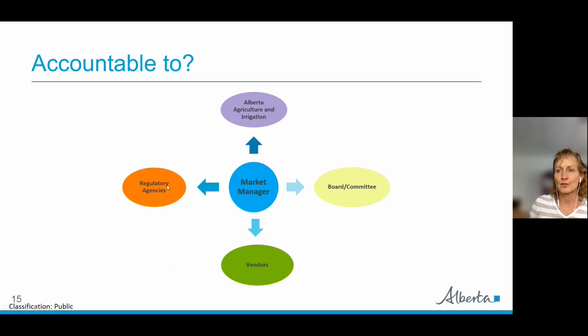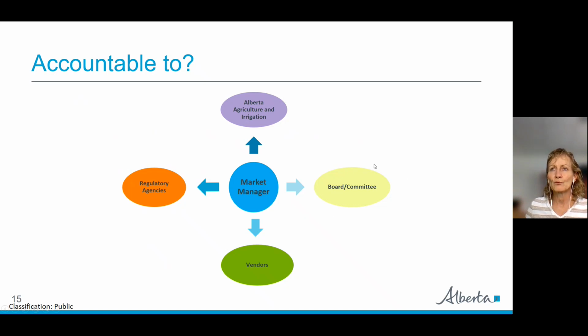The regulatory agencies, so groups such as Alberta Health Services, Canadian Food Inspection Agency, Alberta Agriculture and Irrigation, have legislation that you are expected to make sure is being followed by both you on yourselves as well as the vendors who are on the floor. So that is a big piece of what you do.